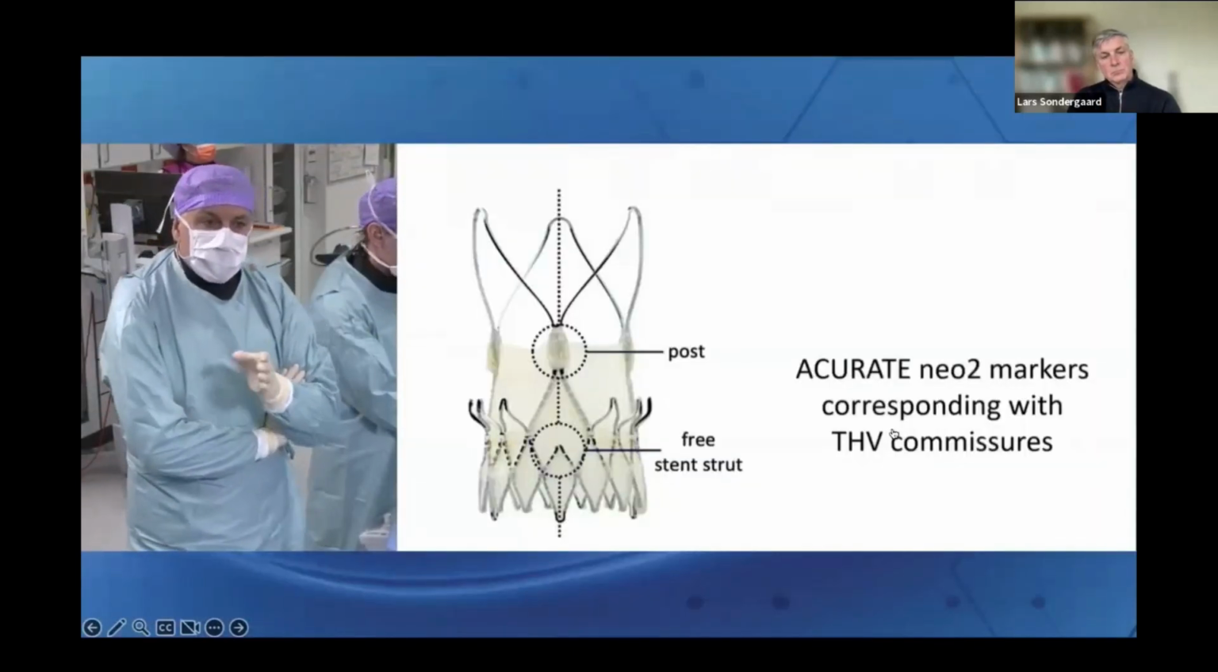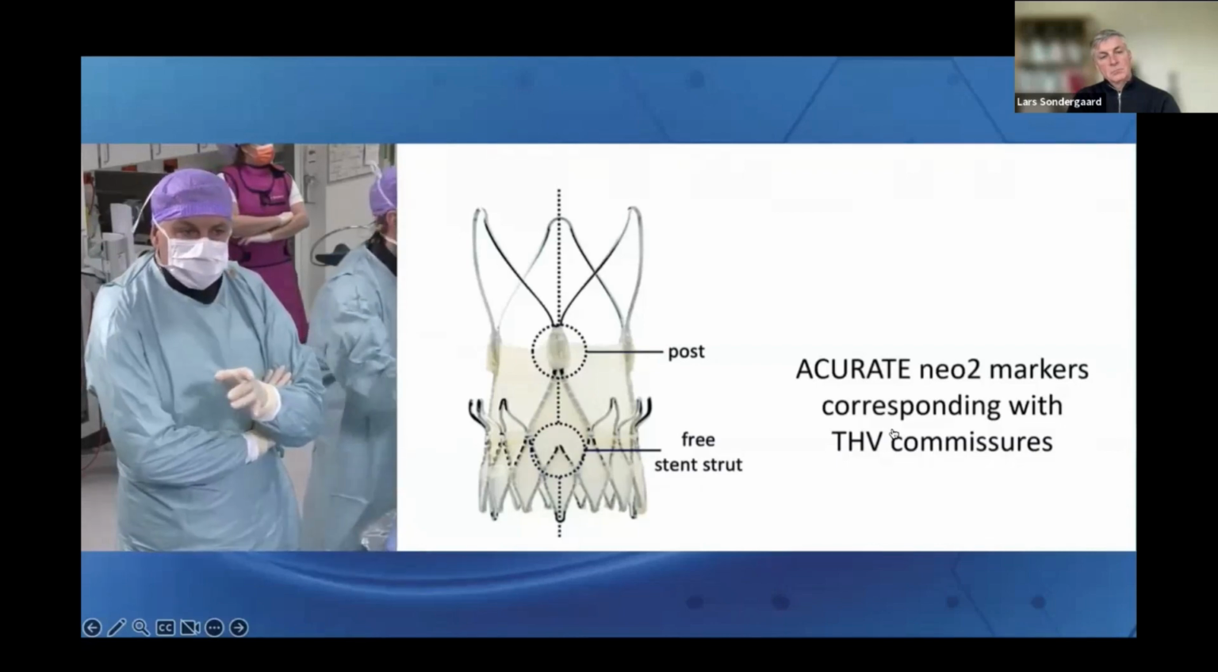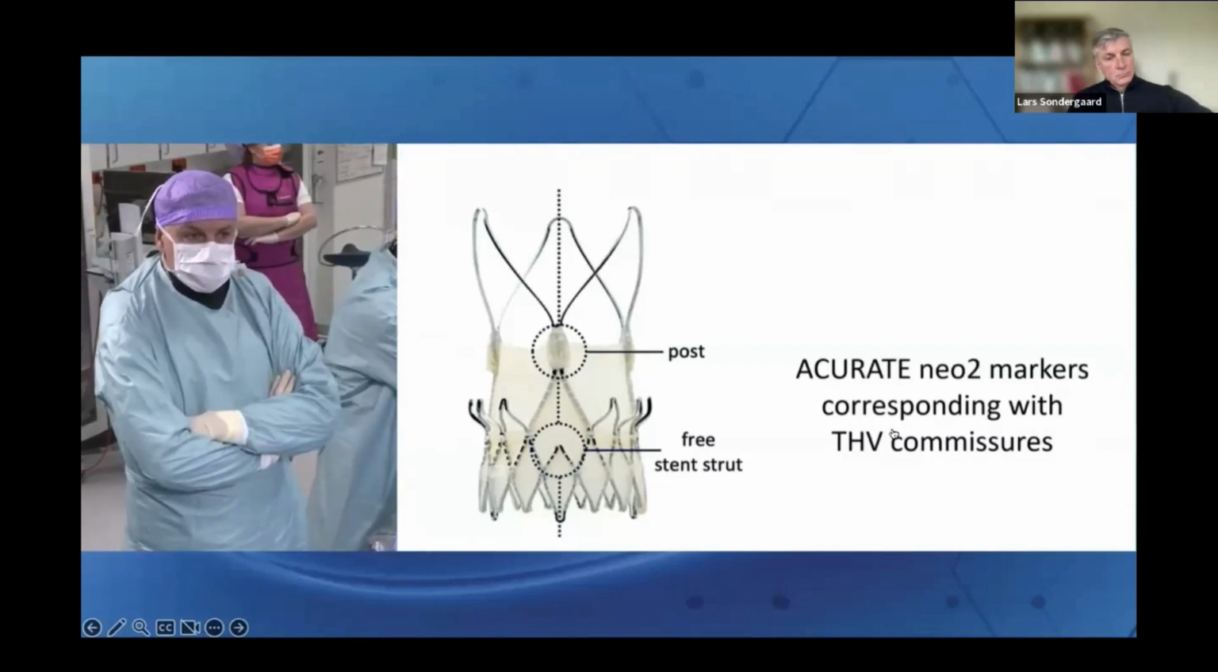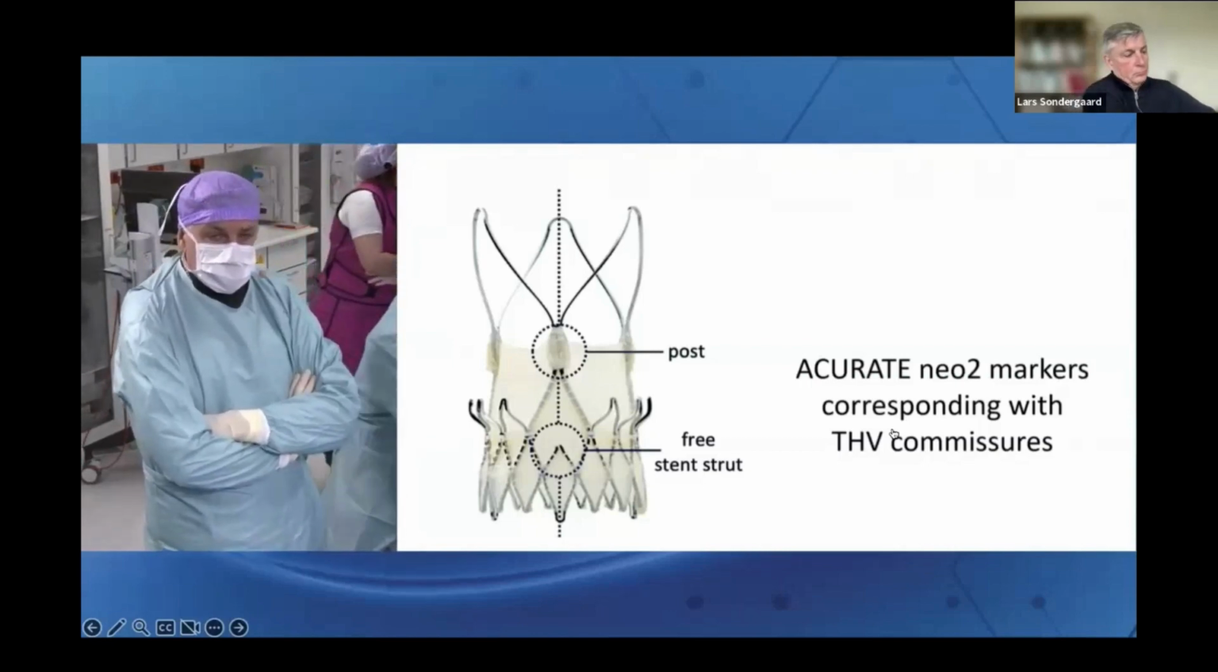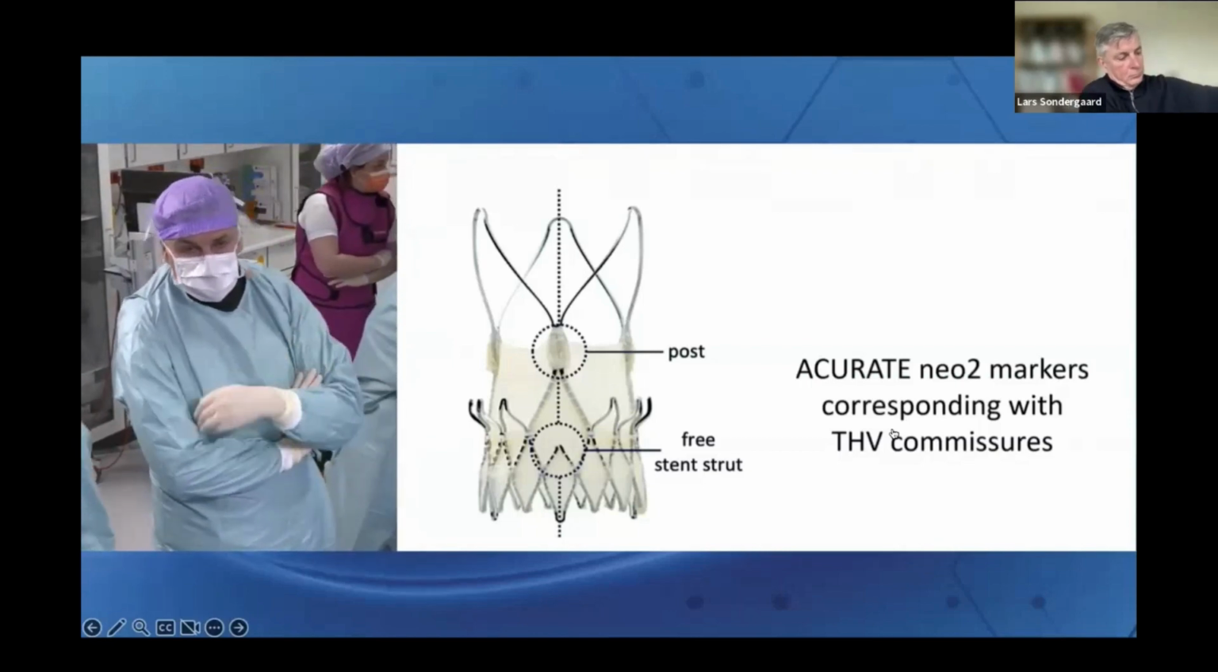So you need to know where the leaflet posts are on the valve, and there are 2 positions where you can identify them. You can see the posts in the mid-stent frame, these 3 posts here. And below the posts, there is what we call the free stent strut, one of the struts which is sticking out from the stent frame.